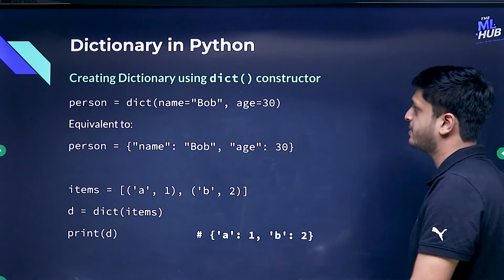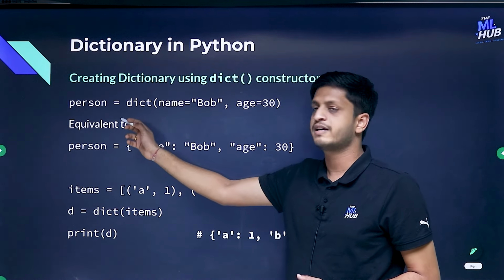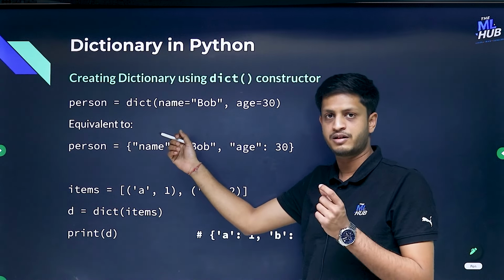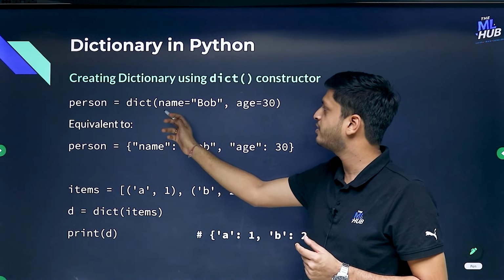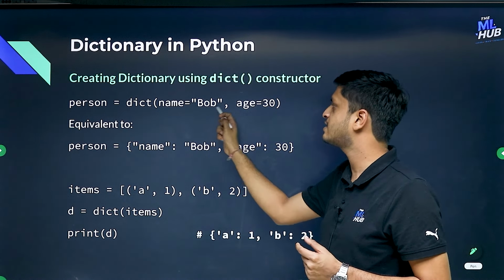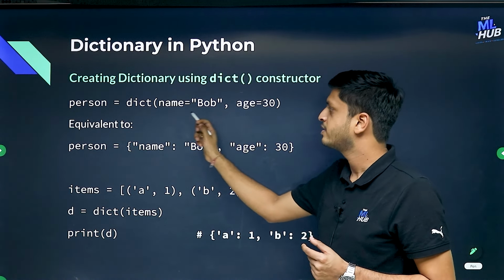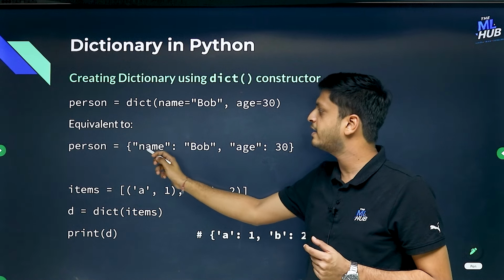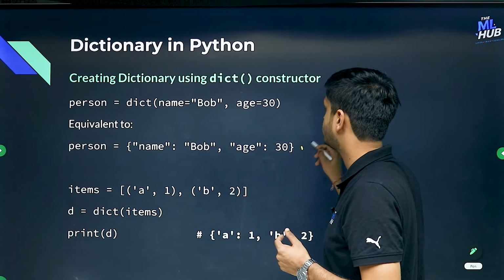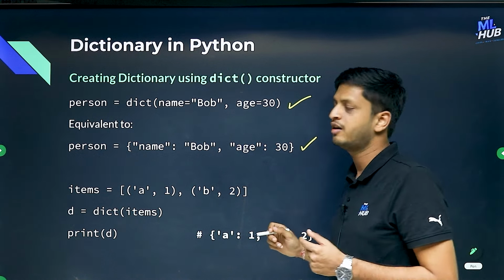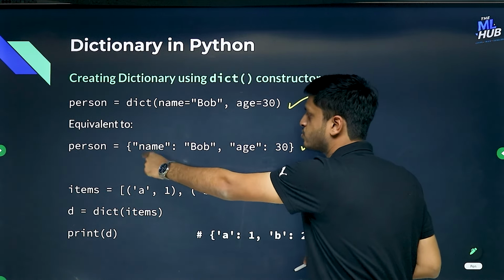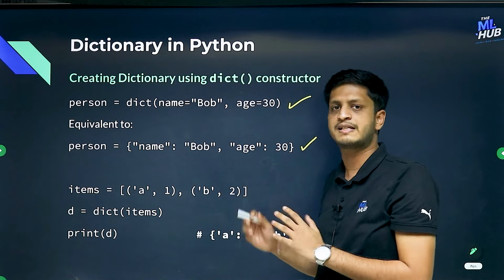So here let's see some examples. Let's say you want to create a dictionary named person. So you are using the dict constructor to do that. Inside dict we have written name is equal to Bob, age is equal to 30. So here this is the key, this is the value, this is the key, this is the value. So this is equivalent of writing a dictionary in which we are saying name colon Bob, age colon 30. So both are equivalent. Okay. If you are using the dict function, then you have to write equal to. And if you are just using curly brackets, you have to write colon. This is the syntax.